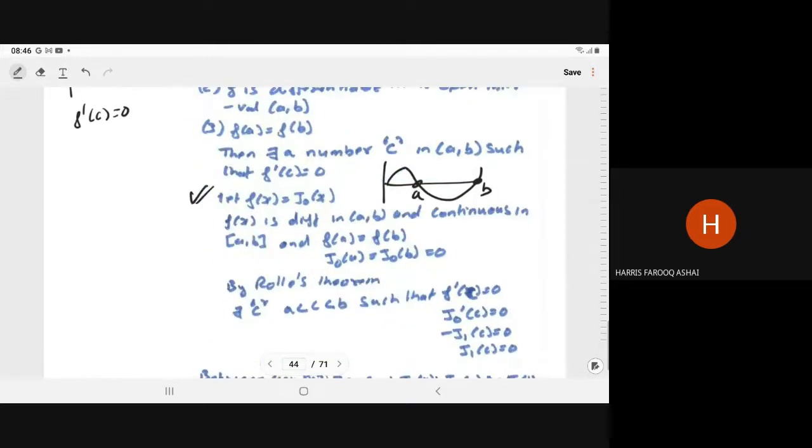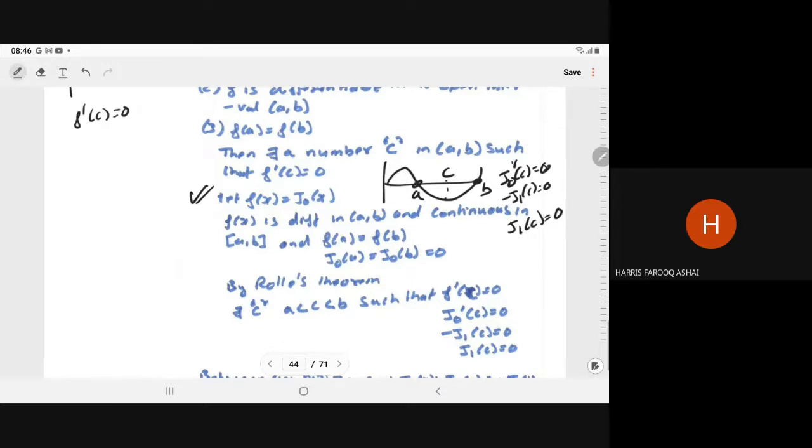By Rolle's theorem, there exists a point C such that J naught dash C is equal to 0. By Rolle's theorem, f dash C is equal to 0, meaning J naught dash C is equal to 0. And what is J naught dash? By problem 1, minus J1 C is equal to 0, and the minus will merge with the 0, so it will give you J1 C is equal to 0.